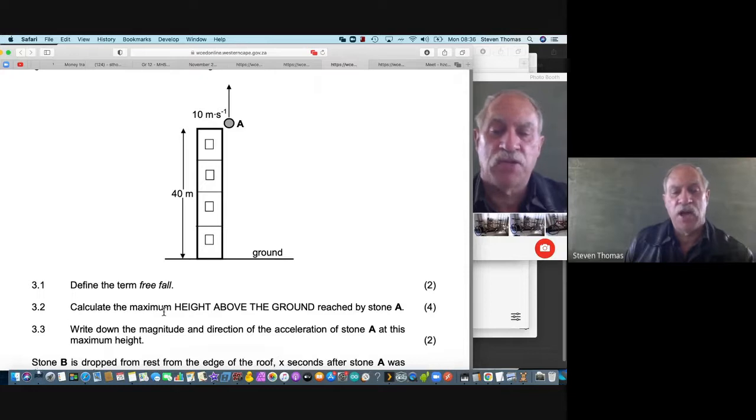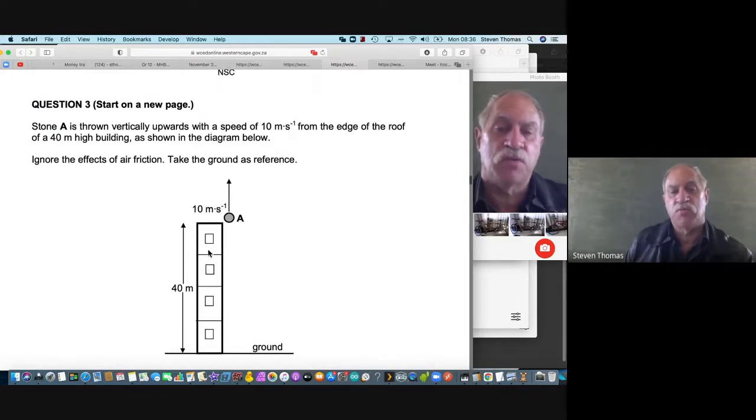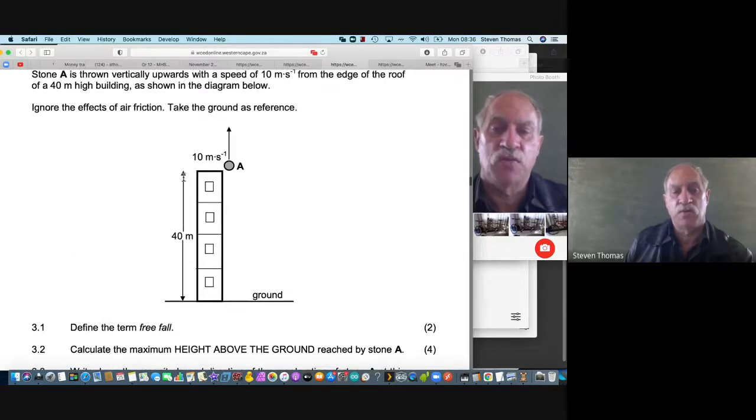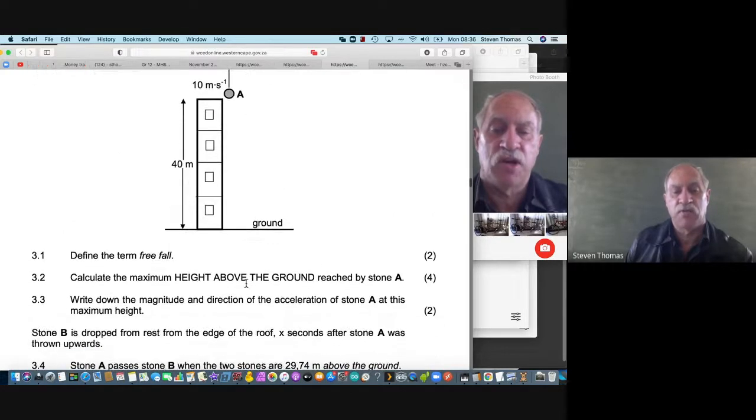Calculate the maximum height above the ground in capitals the stone reaches. Well, look, you know G, which is minus 9,8. You know V initial. You know that at the top, where it reaches the top, its V final is 0. So you're just going to find an equation of motion, and you're going to work out the height that it reaches. And then to that, you're going to add your 40 to get the height above the ground, 4 marks.